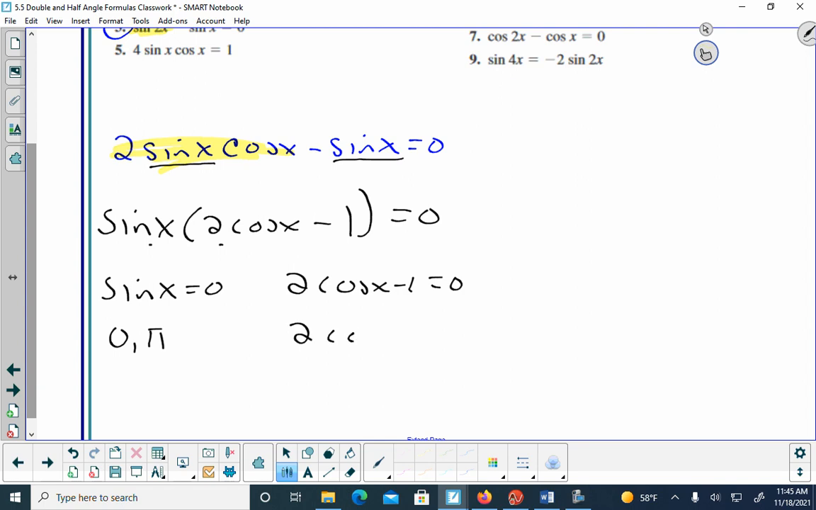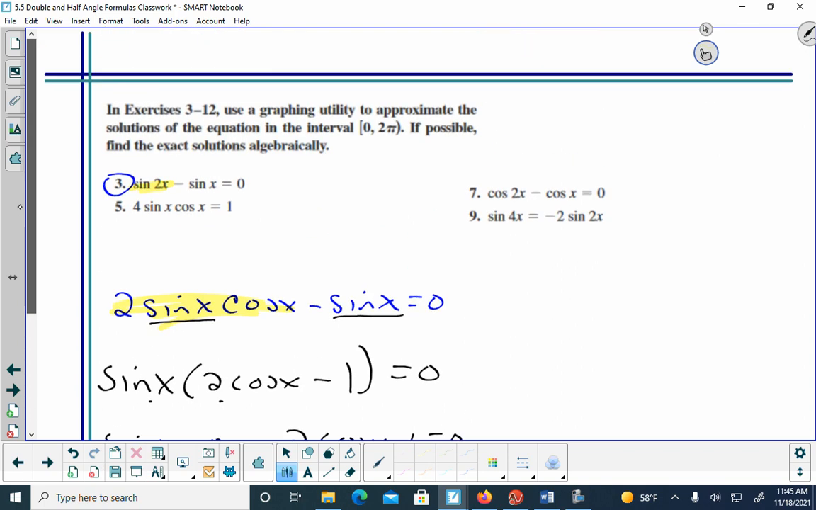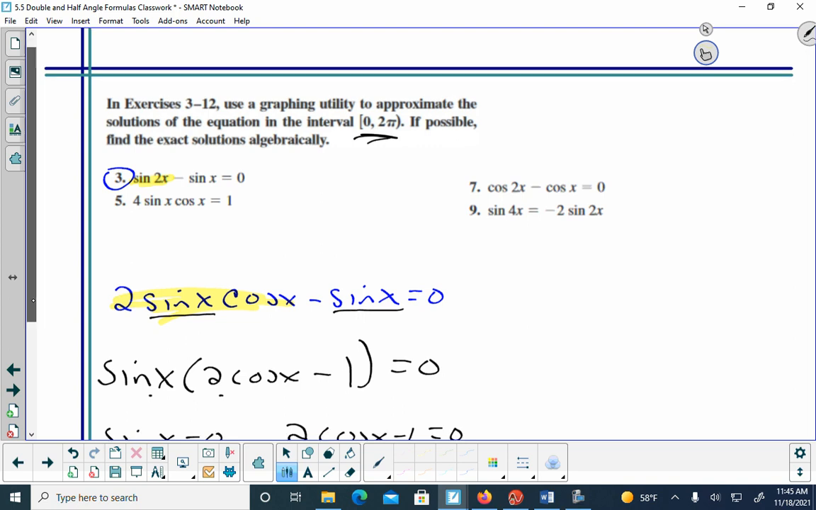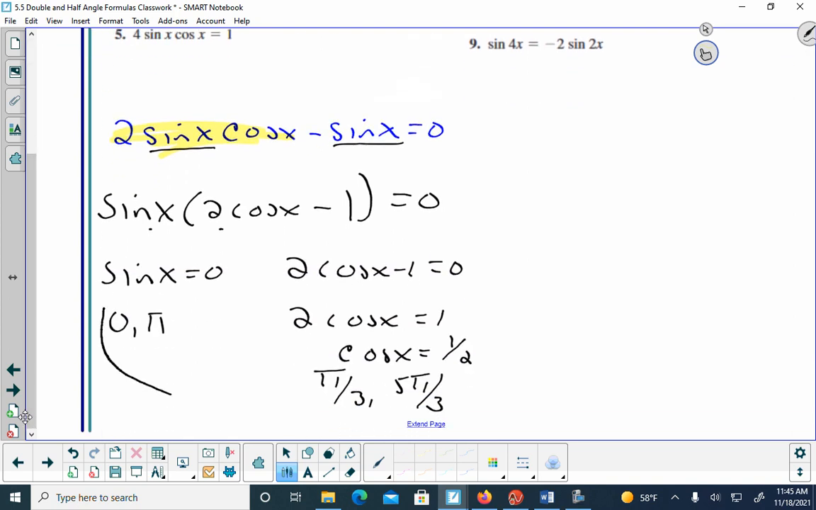And then 2 cosine x, add 1 to both sides, is equal to 1. Divide both sides by 2, and I get 1/2. Then I ask myself, when is the cosine equal to 1/2? And that's at pi over 3 and 5 pi over 3. It just wants that interval from 0 to 2 pi, so you don't have to write the multiples of 2 pi. So these are going to be my solutions.